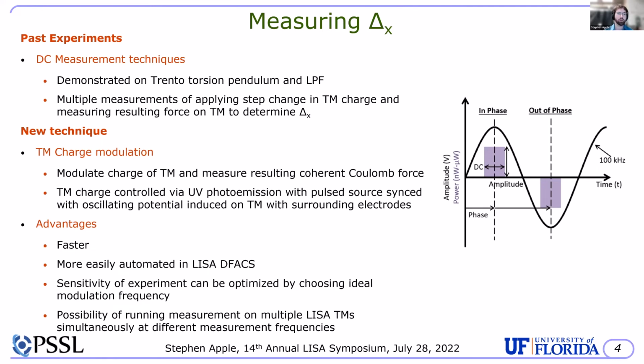Some of the advantages of this charge modulation technique are that it's faster and more easily automated. The sensitivity can be optimized by choosing a modulation frequency where the sensor is more sensitive. And it also allows for the possibility of measuring delta X on multiple test masses simultaneously by choosing different modulation frequencies.